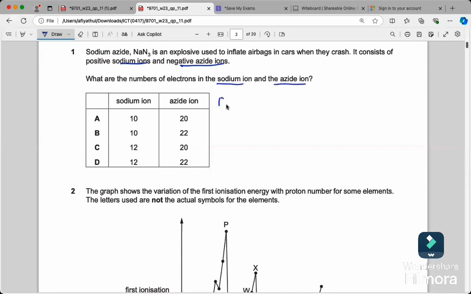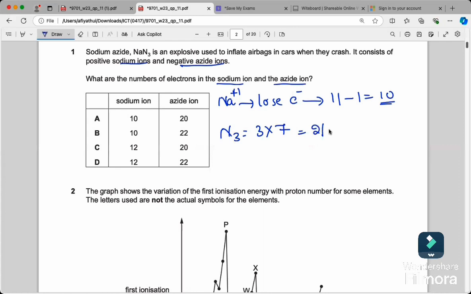The sodium ion is given by Na+, isn't it? So it is formed by losing an electron. From the atomic number 11, if you lose an electron, the number becomes 10. And the azide ion, which is N3 minus, has 3 nitrogens, with the proton number of nitrogen being 7, so 21. Nitrogen, being a non-metal, always gains an electron, so it will gain an electron and become charged. Therefore, 21 plus 1, its number is going to be 22. So your option is B.